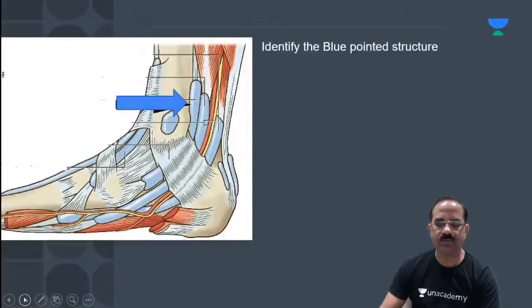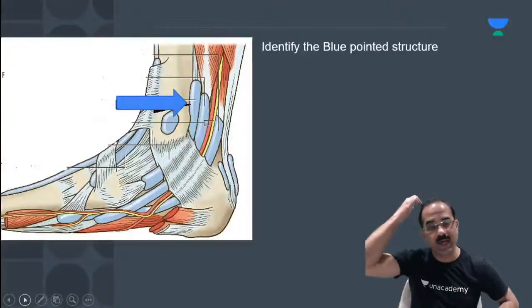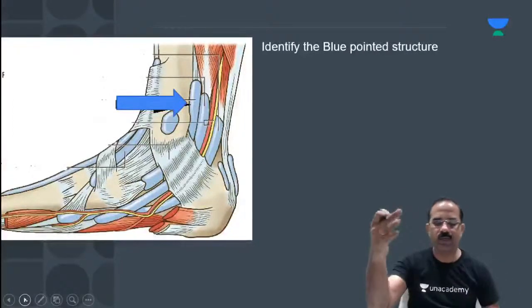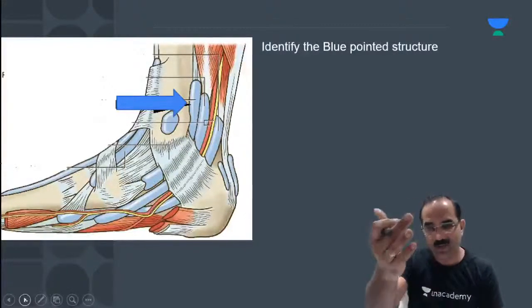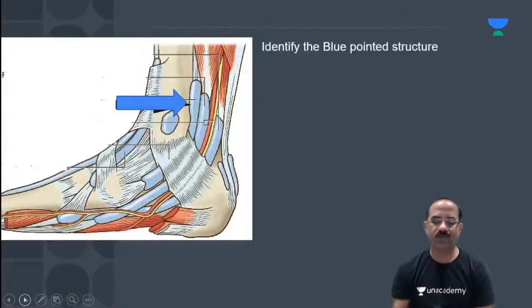Anyone? Wait a minute, which aspect of the ankle is this? Can you tell me? I'll help you to identify. Rishi, it's not tibialis anterior. Tibialis anterior is the muscle in the anterior compartment. Tell me which aspect of the ankle joint this is.